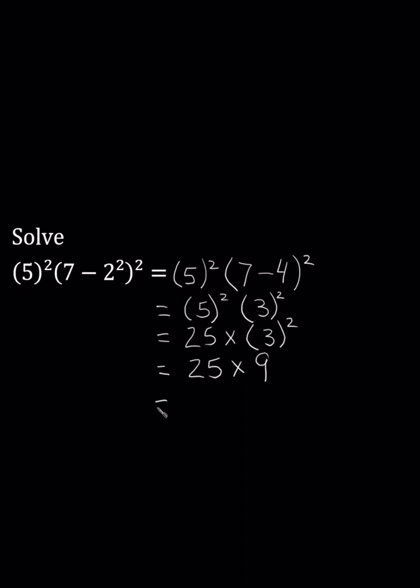So now, following PEMDAS, we've done our parentheses, we've done our exponents, and now we're down to our multiplication and division. Now, we just have one operation, so we can just go ahead and do 25 times 9, which is equal to 225. That's our answer.